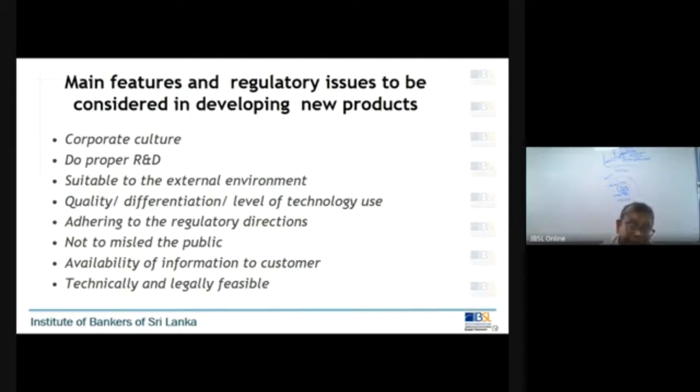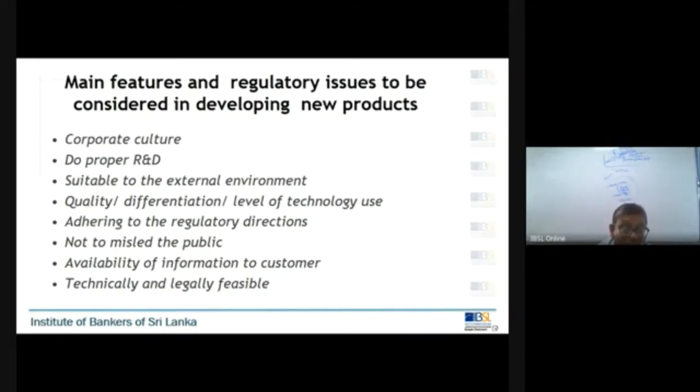Now, for example, if I quote you, today we are going for green products, degradable products, right? If you come up with a nice polythene product, it may not be accepted by the external environment, or there may be some legal issues. You need to look at whether it is suitable to the external environment.